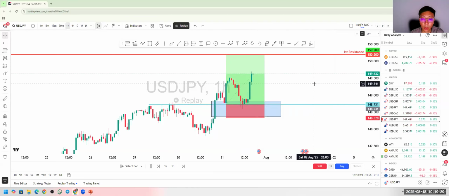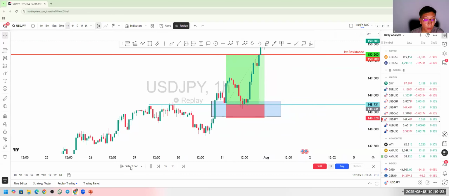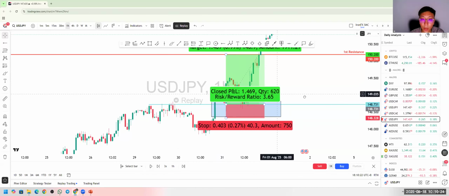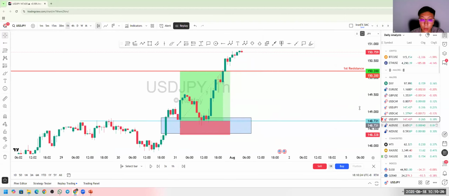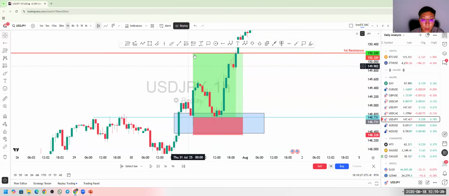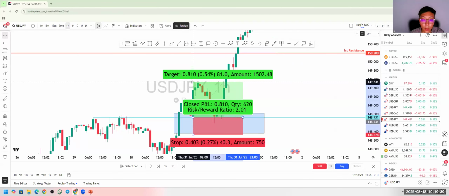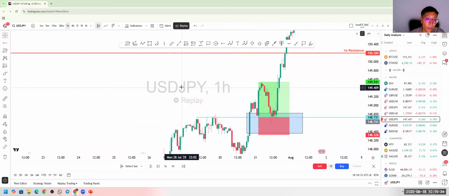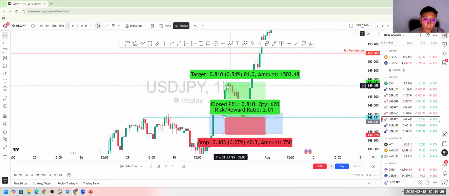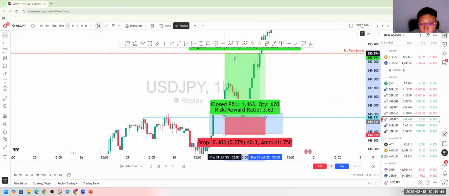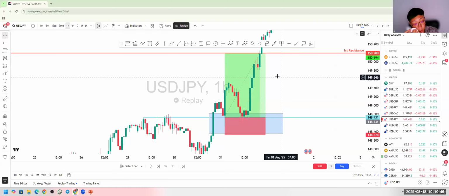Then going back, most likely you will have already hit, I would say, is this even 1:1? Yeah, 1:2 right here. You could have taken most of your profits here and shifted your trade to break even. Or some people would just let it run because they believe in the strategy itself.